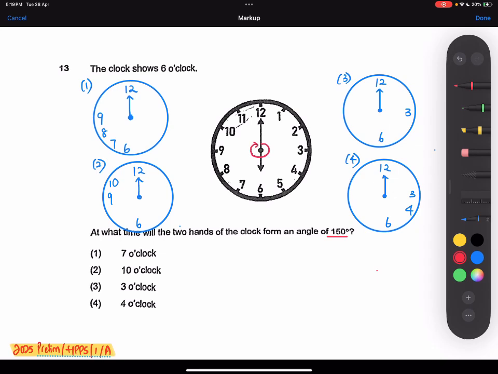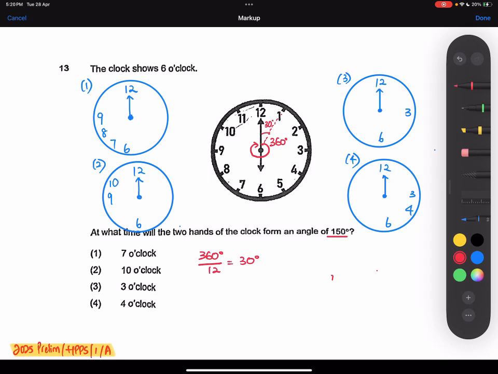Now, one circle around the clock is 360 degrees. If we take 360 degrees divided by 12, that will give us 30 degrees. That means that every 5 minutes, the minute hand will move 30 degrees.